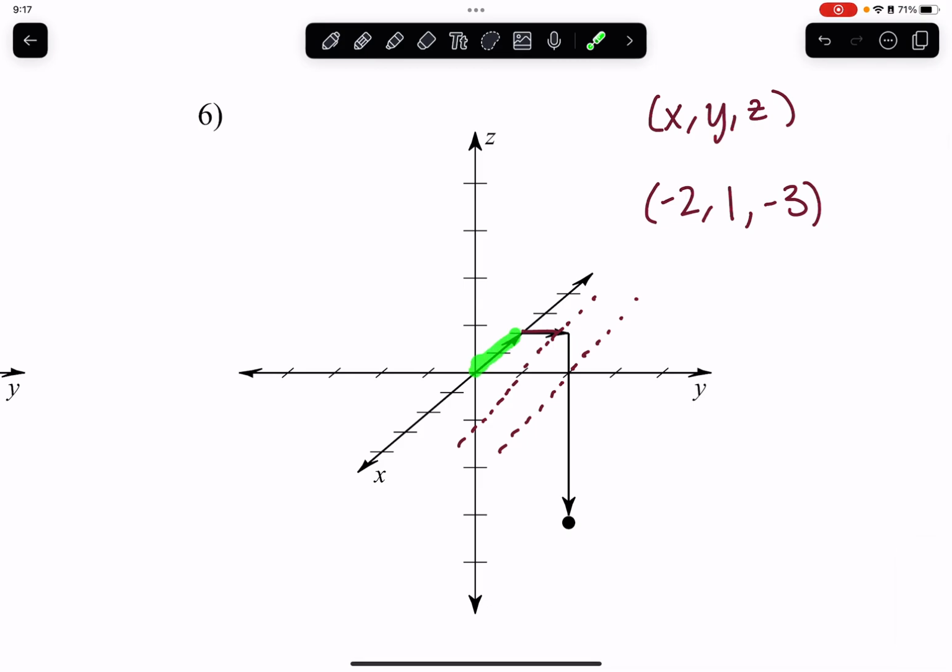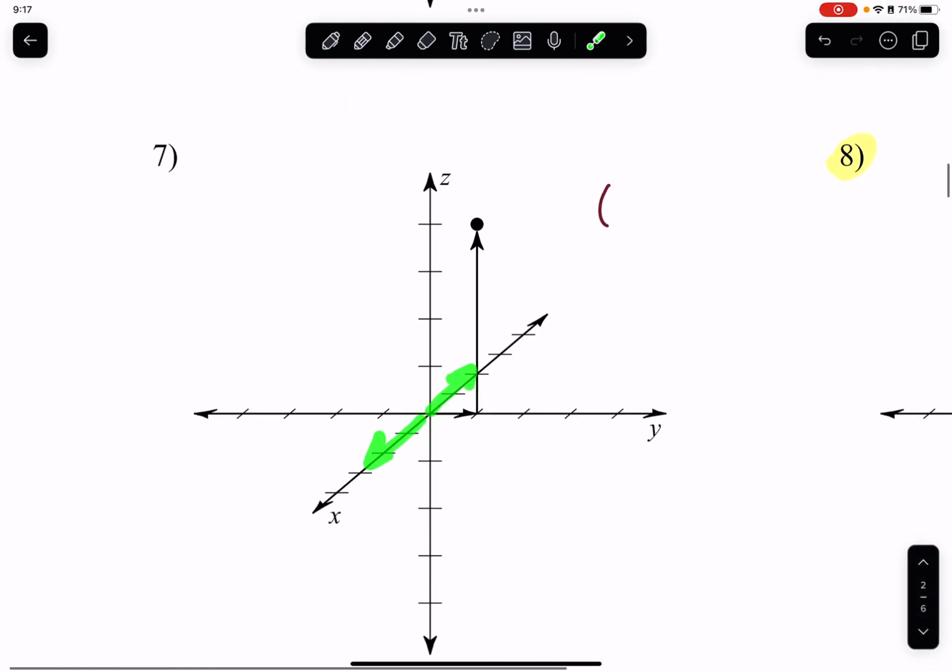This one had an arrow going backwards. I don't have an arrow. I only have 2 arrows. I have an arrow along the y-axis, and I have an arrow going up. So we're going to put a 0 there. If you don't have an arrow, that means you're not moving that direction. So we're going to say 0. We have not moved forwards or back along the x-axis.